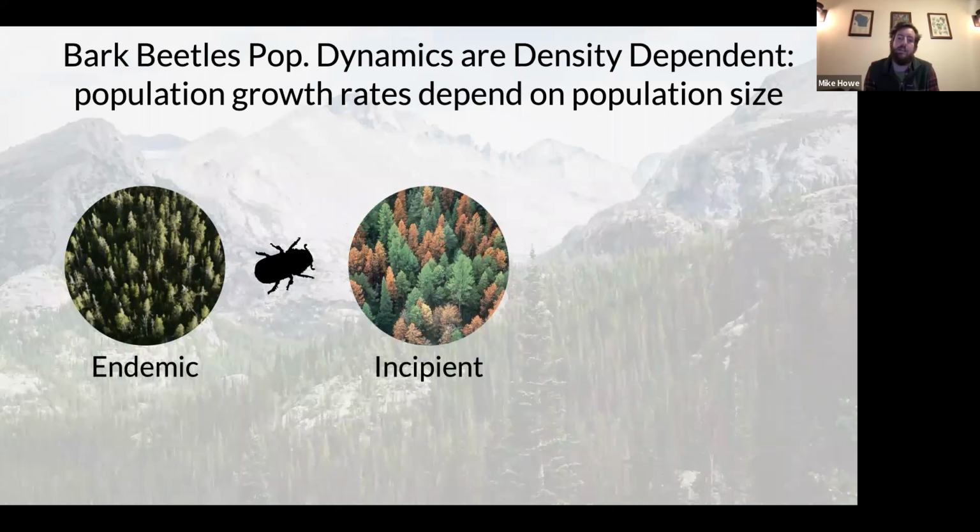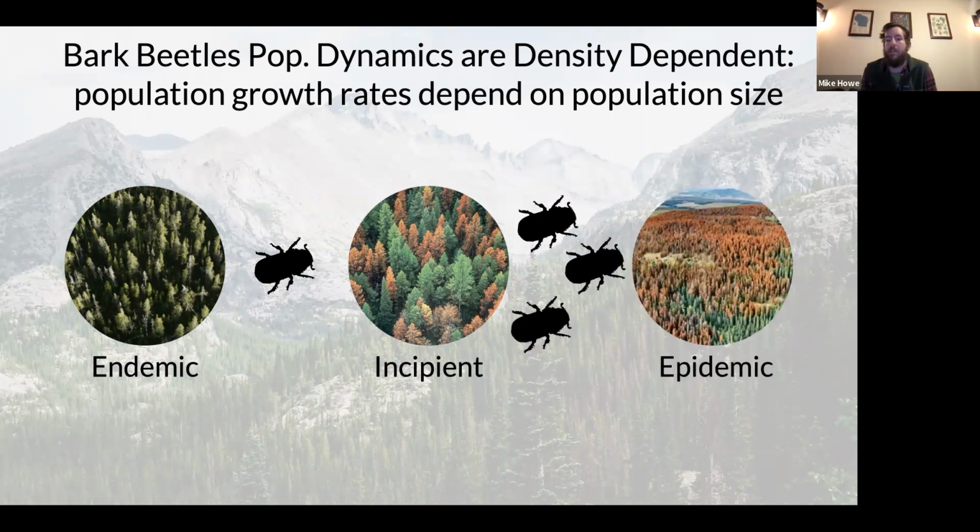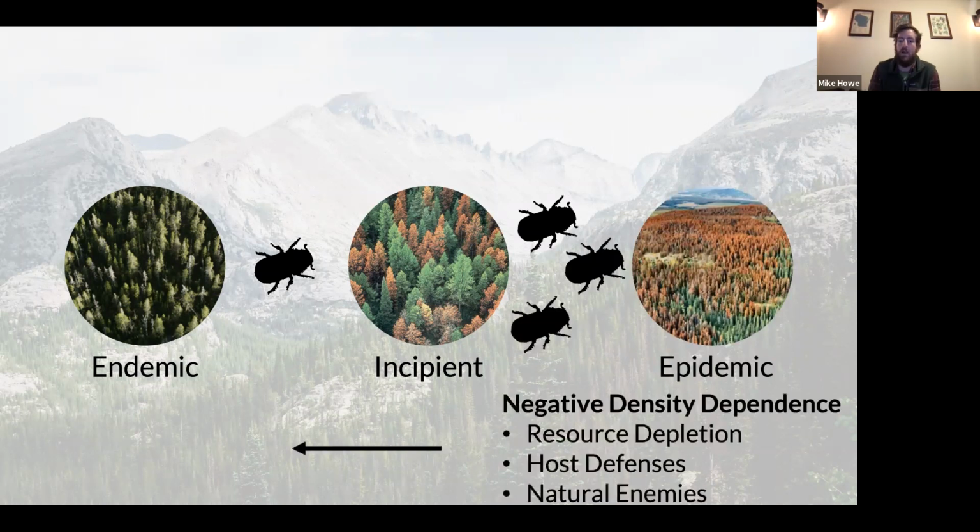During this phase, beetles can kill some healthy trees, but they're still usually restricted to smaller trees. However, if populations continue to grow, perhaps because of suitable landscape conditions, then they can breach their epidemic phase. And this is where they can cause landscape scale mortality. So some of the density dependent controls in this system include negative density dependent factors such as resource depletion.